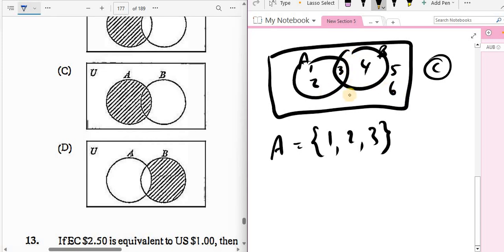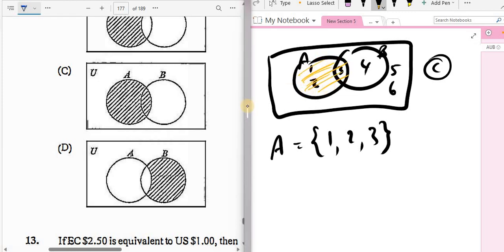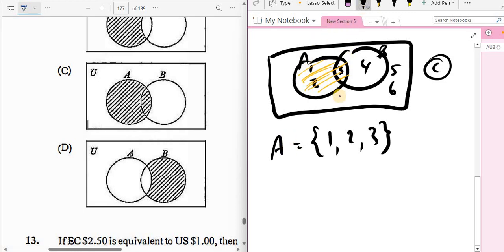I'll give you an example. List the members of A, guys, for me. 1, 2, and 3. So if I ask you to shade A, what would you shade? Where 1, 2, and 3 are, isn't it? Look over there. Is that the same thing you're seeing? What's the set notation? Just A. Not A only, no. The 3 is part of B, so you can't say A only, but it's A that's shaded. The answer is just A.